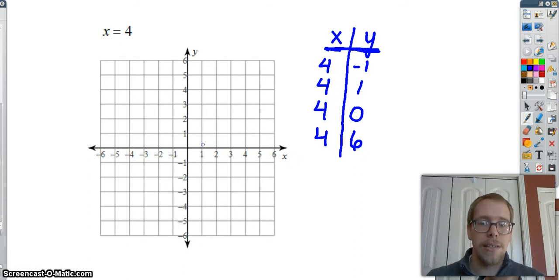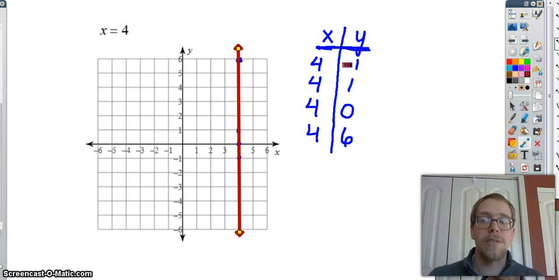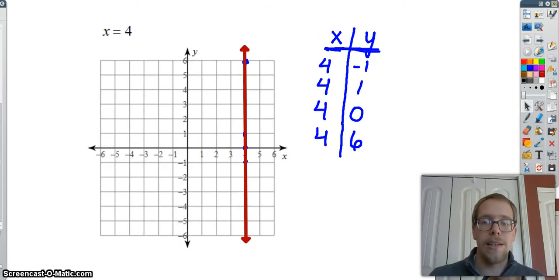And it would look something like this. All right, 4, negative 1, 4, 1, 4, 0, and 4, 6. Notice this input-output table represents a set of ordered pairs. I can now graph this, and I think if you take a moment to think about it, these points are collinear, and they form a vertical line. This vertical line is not a function.